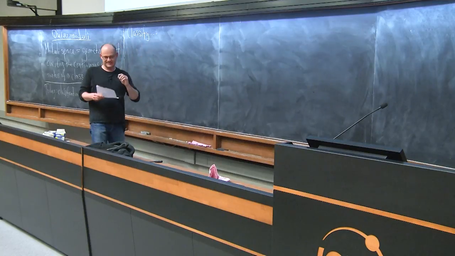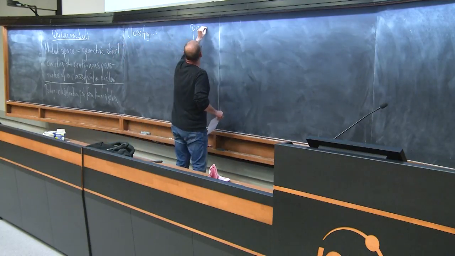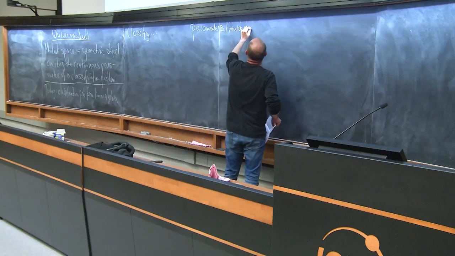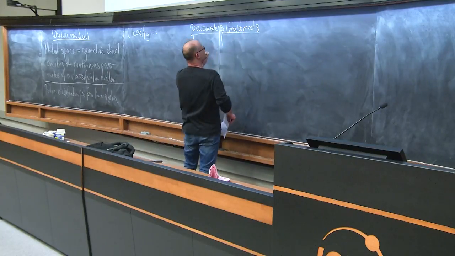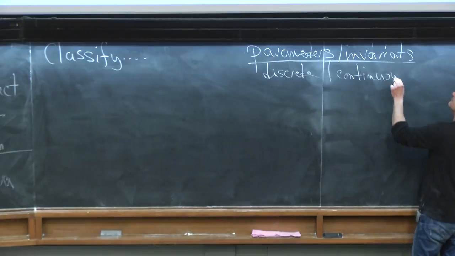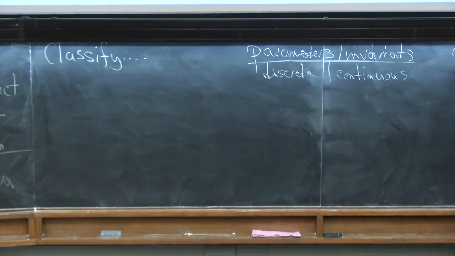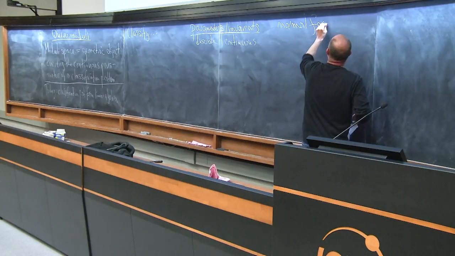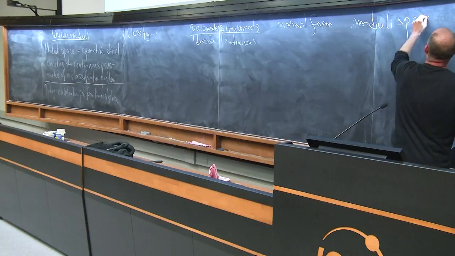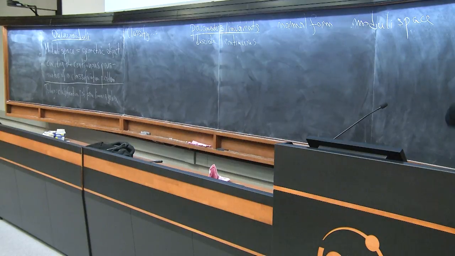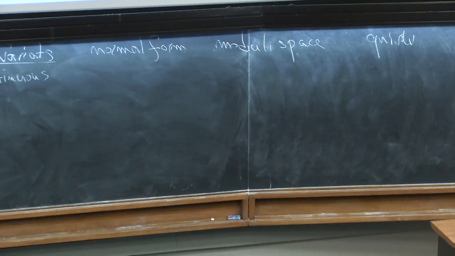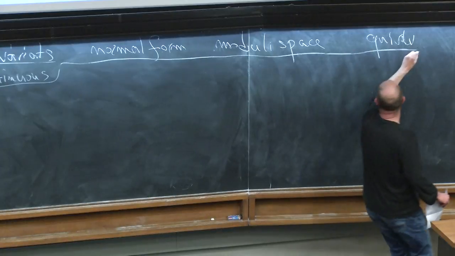So here, classify, I will state the classification problem. Here, I will discuss the parameters appearing in the classification, parameters or invariants. And this I will divide into the discrete and the continuous parameters. Then I want to give you sometimes a normal form for the solution of this problem. And we will try to define moduli spaces somehow from scratch. And then at the end, I will tell you what the quiver is. So that's what this table is supposed to look like. And I hope it works. That should leave me enough space.